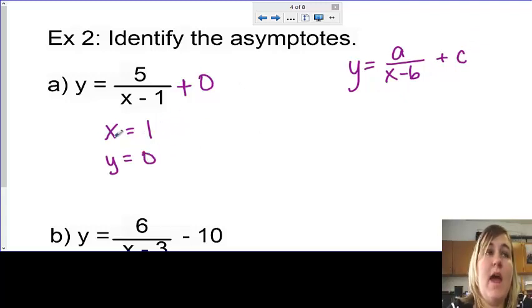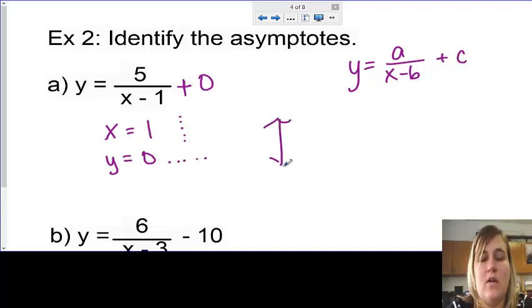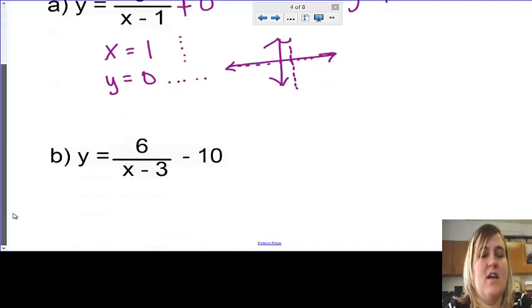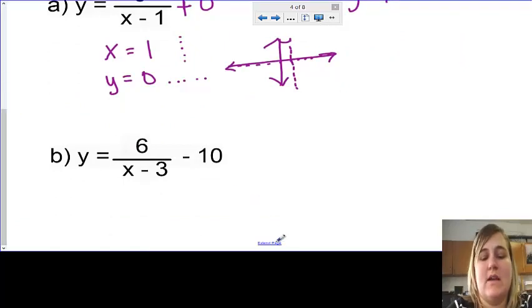So my x, remember, is going to be my vertical asymptote. It's the one that goes like this. And my y is my horizontal asymptote. So x is equal to 1 right here. This is the asymptote for that. And y is equal to 0 right here, so there would be an asymptote at the x-axis.